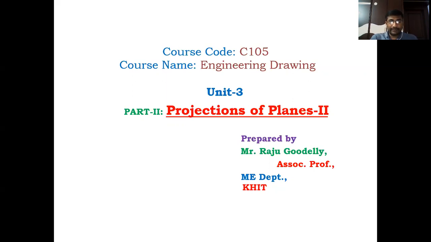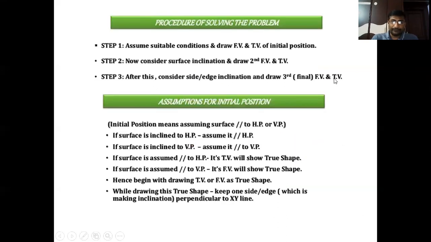Projection of planes 1 means the planes which are inclined to only one of the reference planes, and projection of planes 2 means the planes which are inclined to both the reference planes, HP and VP. Clear, students? Today we are going to draw the projection of planes 2. That means planes are inclined to both the reference planes, horizontal plane and vertical plane. In this, we should remember some points to draw the projection of planes 2.